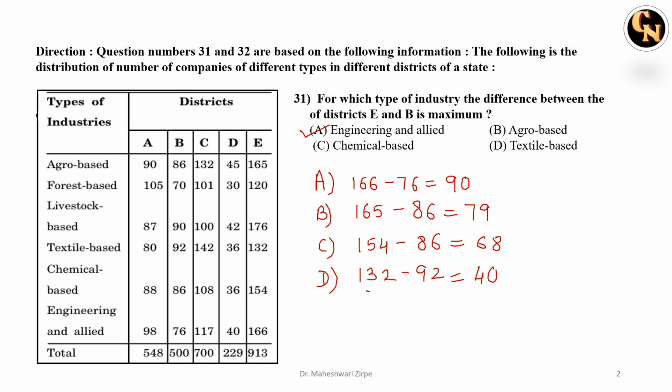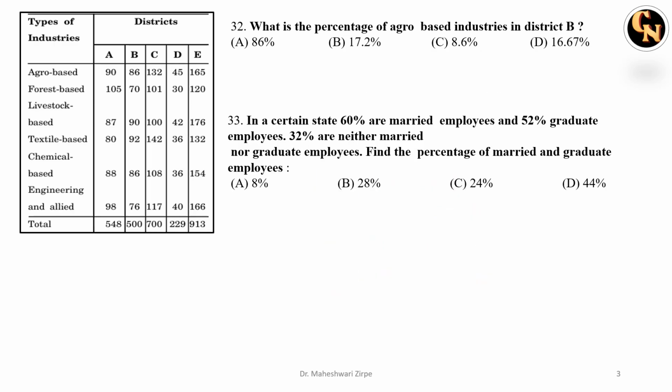Okay, so this way we have to solve this. The next one is the 32nd question, which is based on the same table. So let us see this table again, which was given for question number 31. Now for question number 32, what is the percentage of agro-based industries in district B?